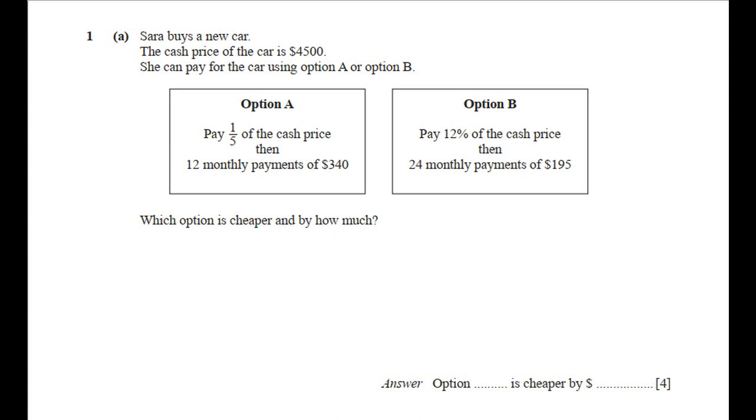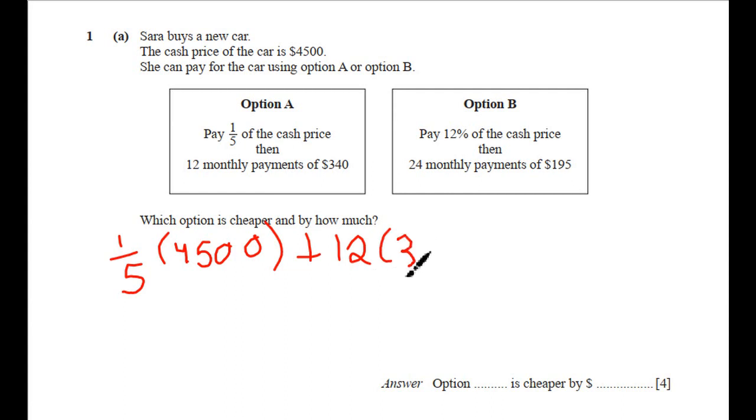So let's find the total cost using option A. She has to pay 1/5 of the cash price. So 1/5 of the cash price is 4,500. Then she has to pay 12 monthly installments of $340. So this total will cost her $4,980. This is option A.